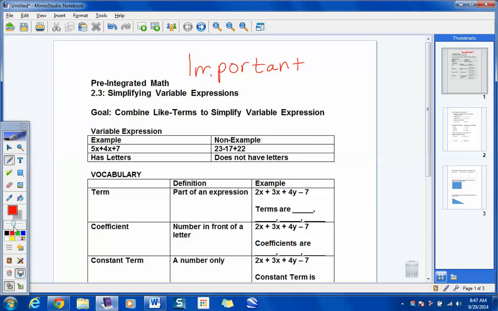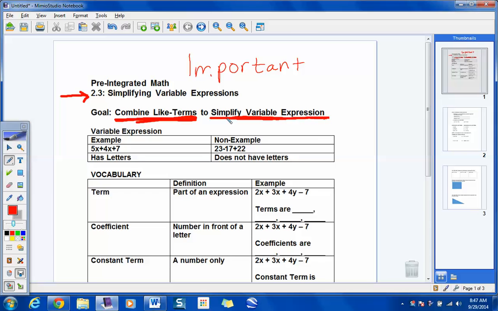So, guys, section 2.3 is called simplifying variable expressions. Our goal is going to be very important for us as we progress through the rest of the year: to combine like terms, all right? This is going to be something that's essential to the class, so you'll want to make sure you understand this. And we're going to use combining like terms to simplify variable expressions.